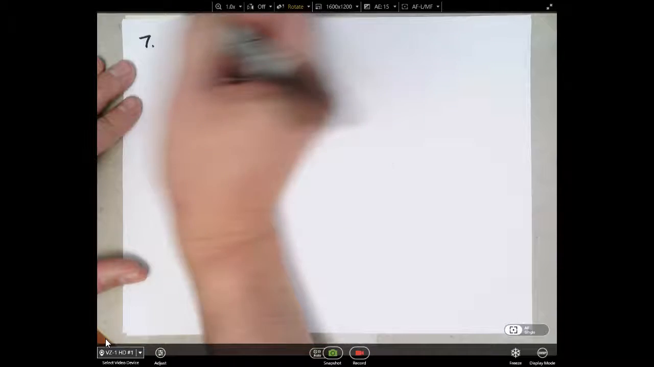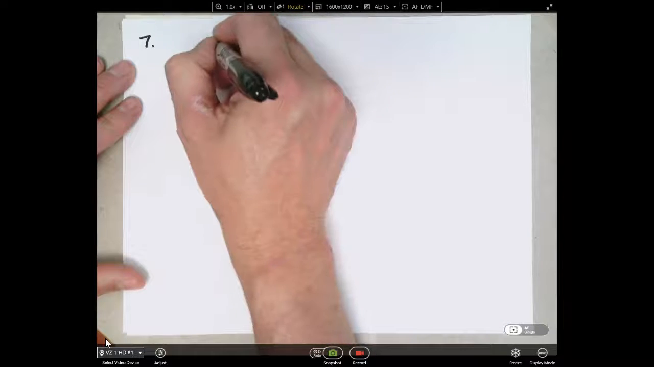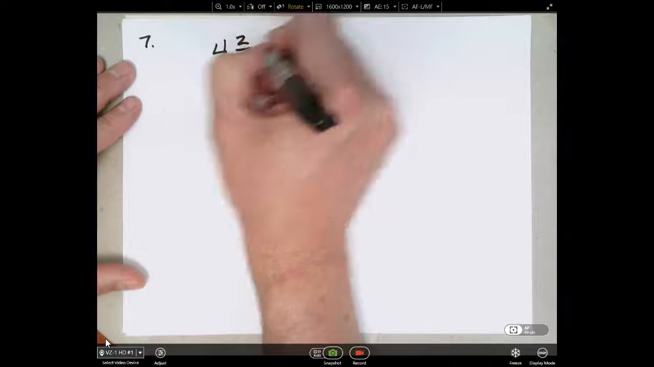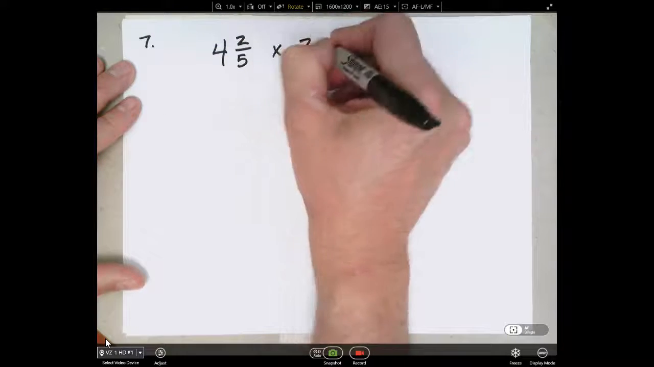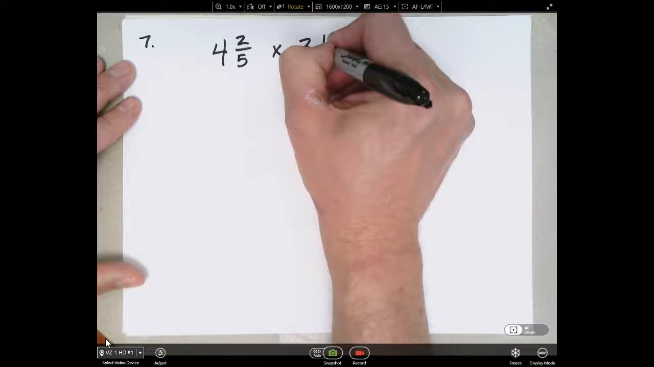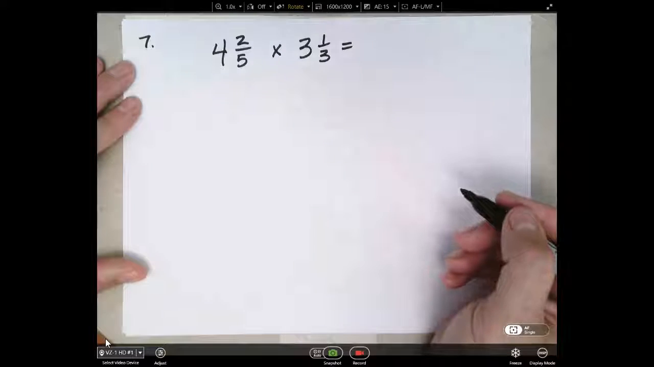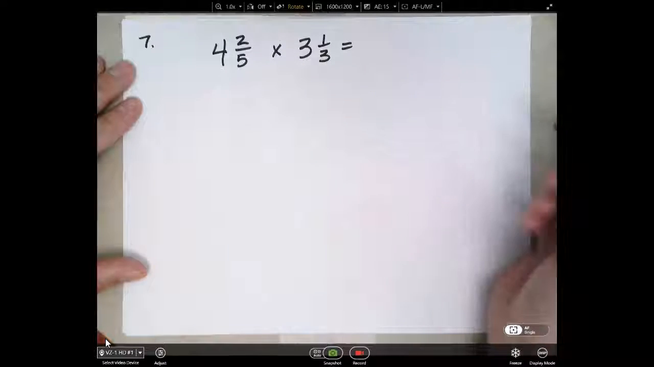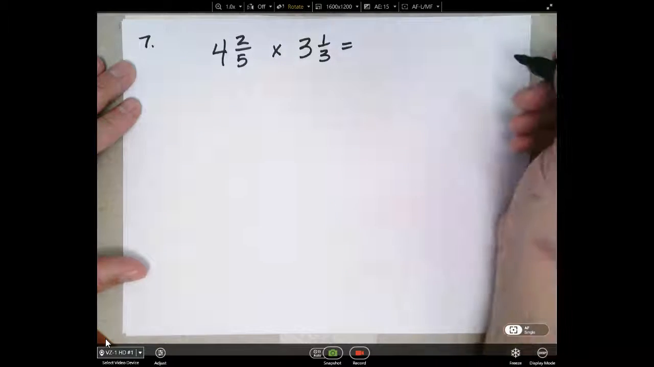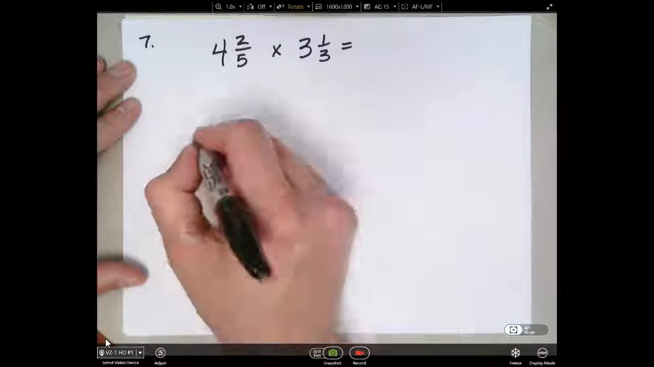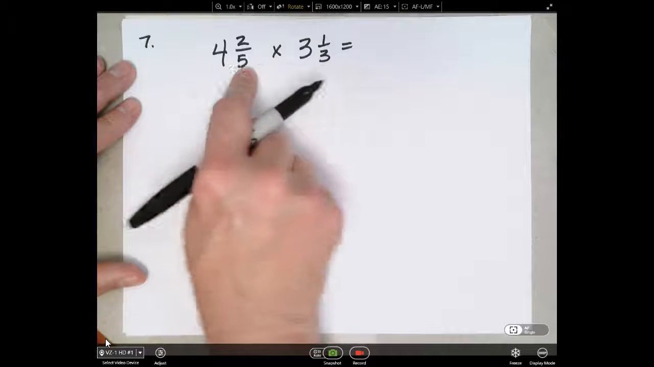Okay, and then the final method, and let's come up with a problem here. Let's do 4 2/5 times 3 1/3. There's a problem. And this is a method I call the OWL method. That's simply because we're just going to use a little diagram, and I think it looks like an owl. So we're going to have to break down the two numbers again into their parts.